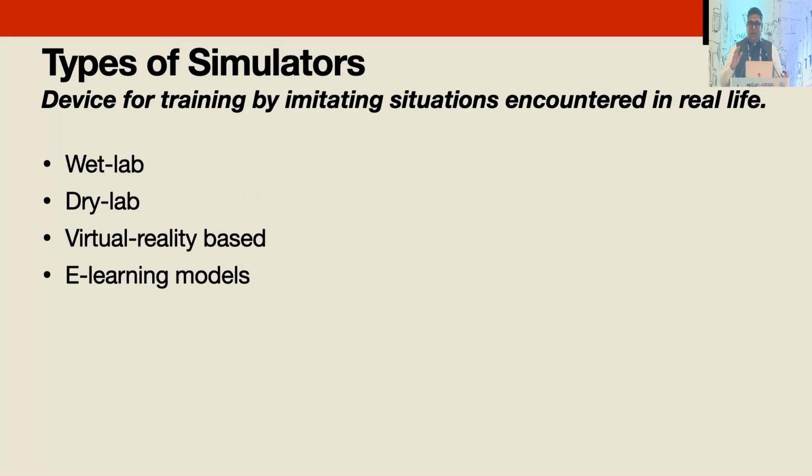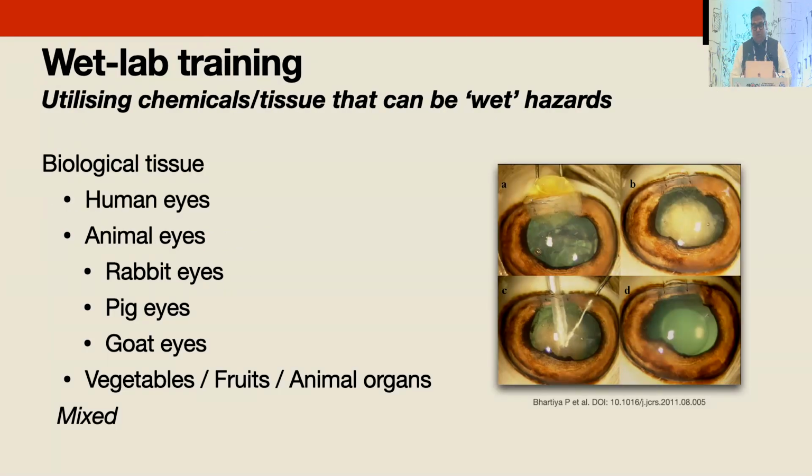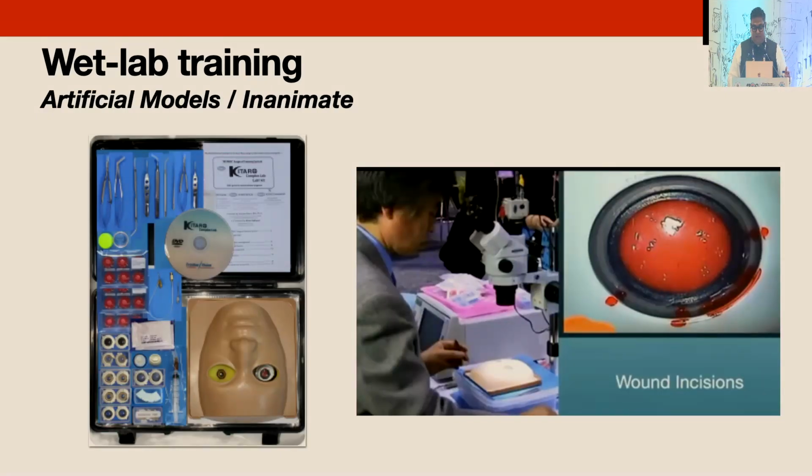So we typically hear the word wet lab and dry lab, etc. The reason why we use the word wet lab is because they use chemicals or tissues that can be wet hazards. So typically what we use is human eyes or animal eyes. This is this paper by Bharti et al., where what they did was microwave a goat's eye for 30 seconds, the heat induces a cataract, and then they go in and try and practice cataract surgery on that. You can use vegetables, fruits, or bits of both tissues like tomato peels, etc.